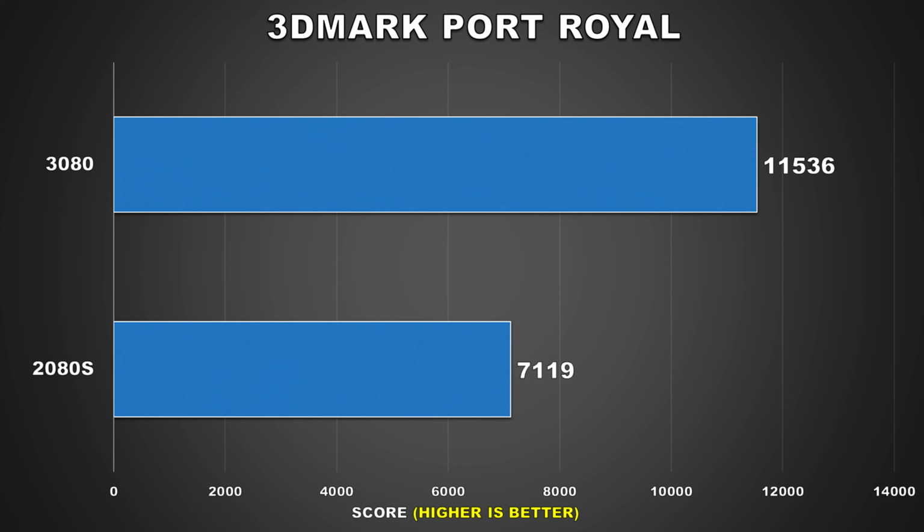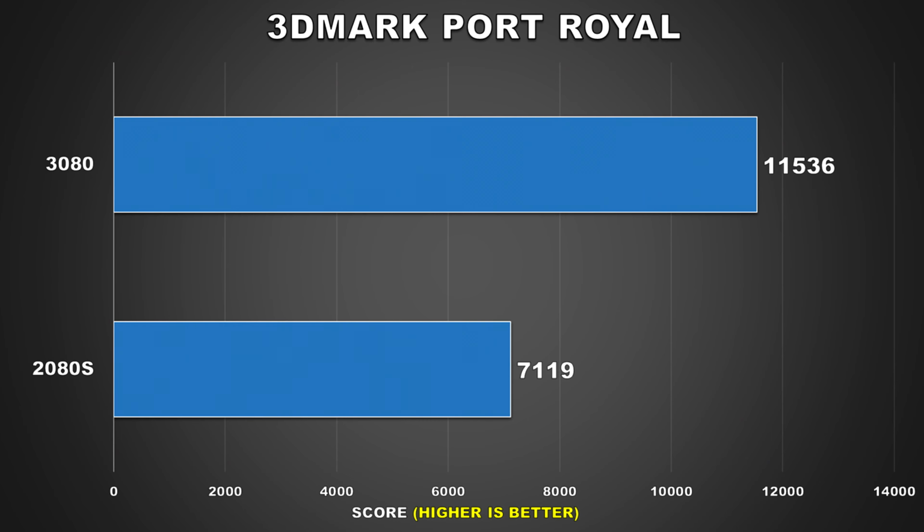With all that aside, it's time we jumped into our benchmarks, and starting us off, we've got a synthetic benchmark from 3DMark. This is their Port Royal benchmark, which utilizes real-time ray tracing effects and supports Nvidia's deep learning super sampling technology as well. It's a good benchmark to see how well a GPU performs with these kinds of visual effects. In this benchmark, the RTX 3080 is a whopping 62% faster than the 2080 Super, scoring 11,536.